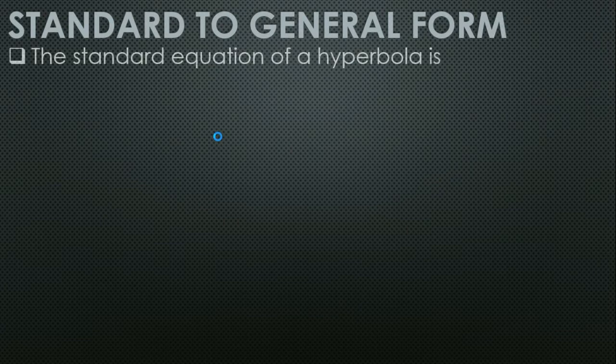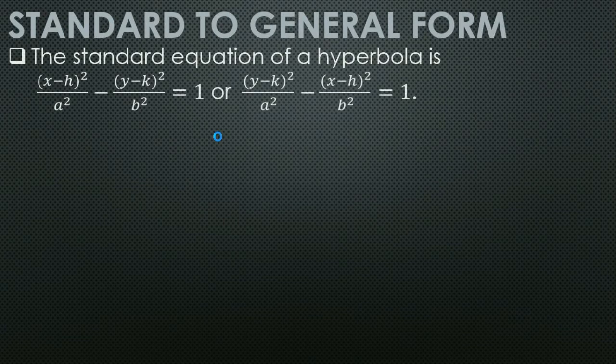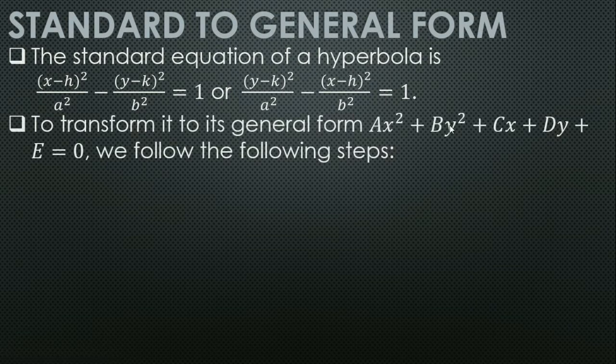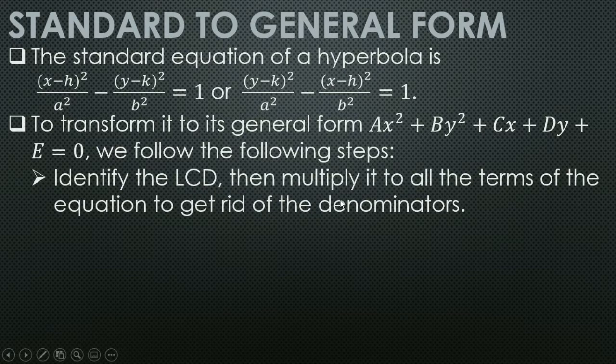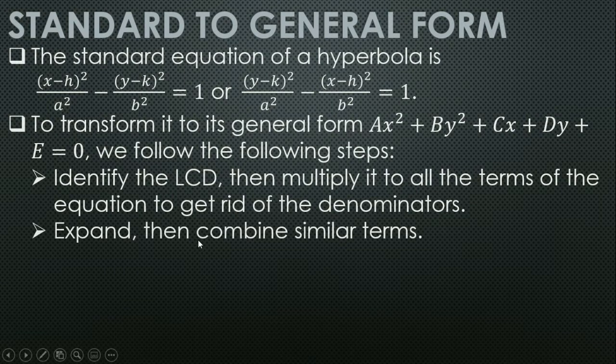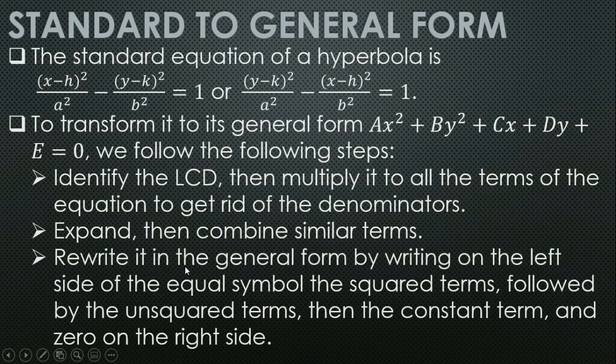Standard to general form. The standard equation of a hyperbola is given. This one is the standard equation if the given is a horizontal hyperbola, and this one if it is a vertical hyperbola. Transform it to its general form, ax squared plus bx squared plus cx plus dy plus e is equal to 0. We follow the following steps. Identify the LCD, then multiply it to all the terms of the equation to get rid of the denominators. Expand, then combine similar terms. Rewrite it in general form by writing on the left side of the equal symbol the squared terms, followed by the unsquared terms, then the constant term, and 0 on the right side.